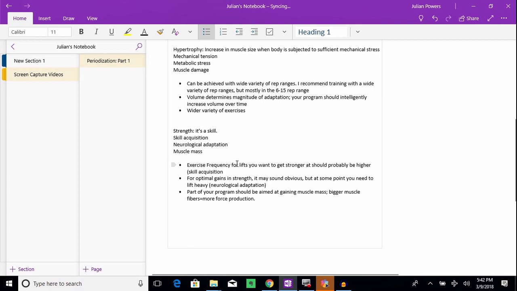Another thing, and the next point that's good for strength periodization, is that for gains in optimal strength, again, it may sound obvious, but at some point in your program, you need to lift heavy. And to get a little bit more specific, you need to lift heavy in percentage of 1 rep max, but you need to lift heavy in RPEs at some point during your training program too.